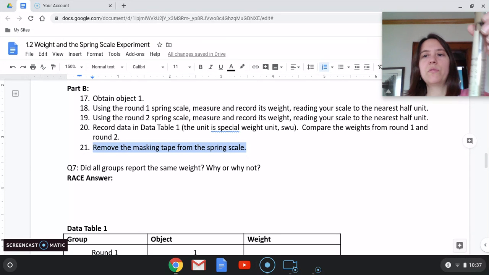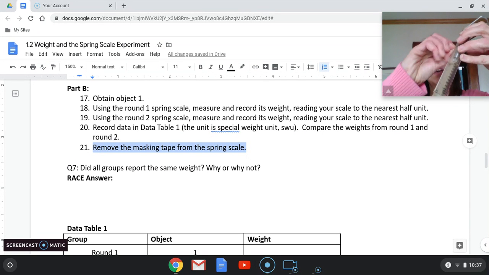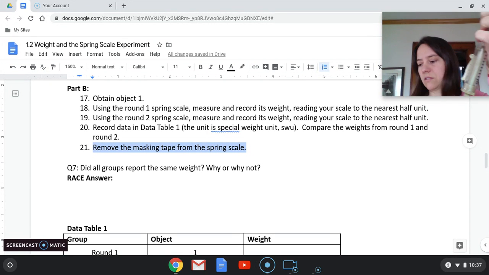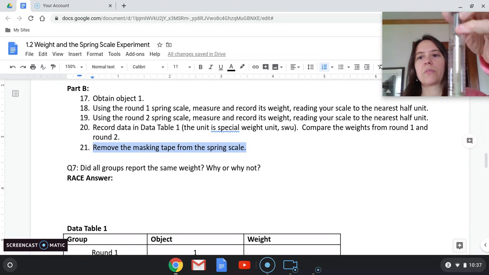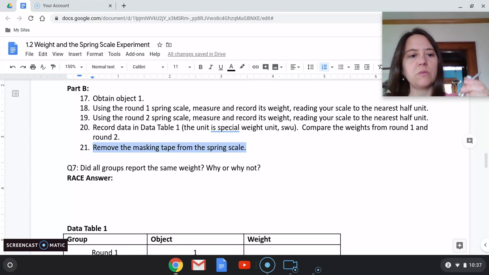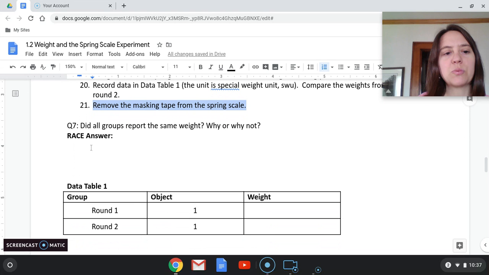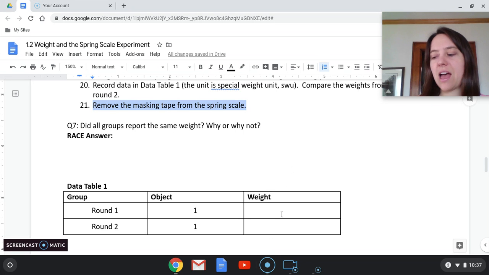So we did 17, 18, 19, 20, and now we're ready for 21. It says to remove the masking tape from the spring scale. Well, it's a little bit sticky. And then Q7, did all of the groups or rounds report the same weight for object 1? Well, clearly they did not, because our scales were different. So using a RACE sentence, all groups did not report the same weight because, and then you'll want to explain your answer.